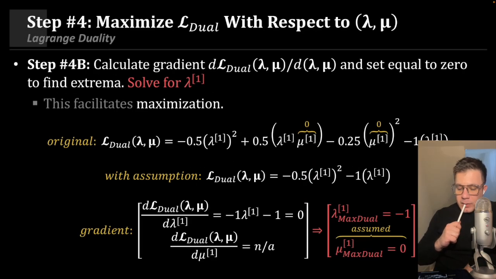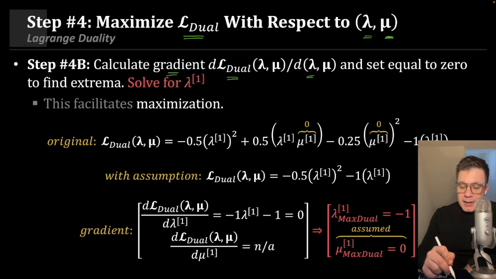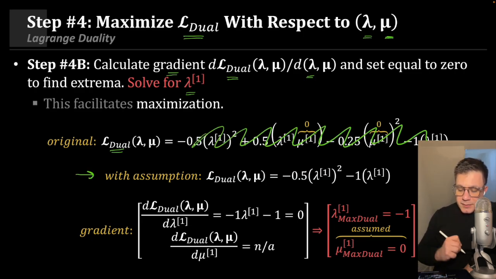Okay, now pretty much the same process. We still want to maximize the Lagrange function with respect to lambda. We don't have to do it with respect to mu because we know mu is equal to 0. So again, we're going to calculate the gradient, the derivative of the dual Lagrange function with respect to lambda, set it equal to 0, and then solve for lambda. All right, so this was our original dual Lagrange function. We don't really need that at the current moment. This is the dual Lagrange function with the KKT assumptions.